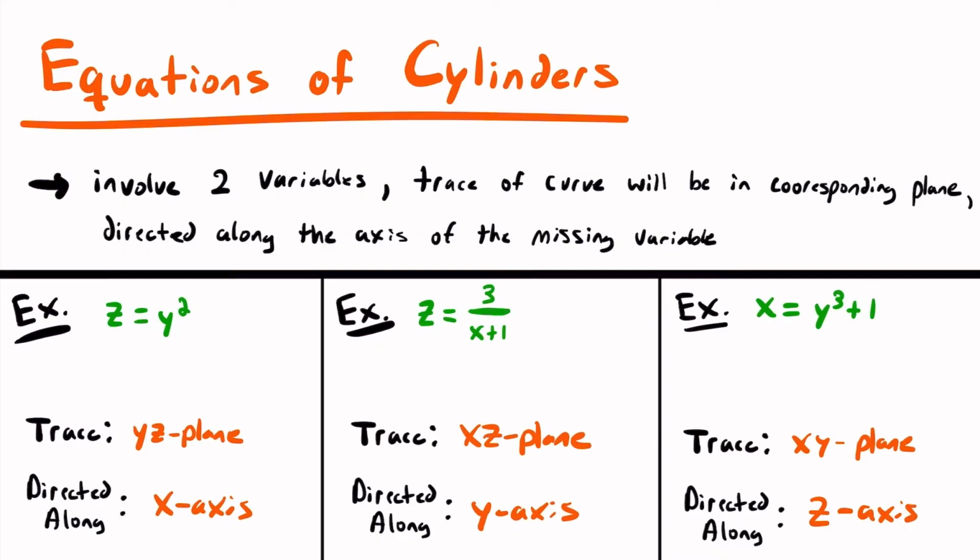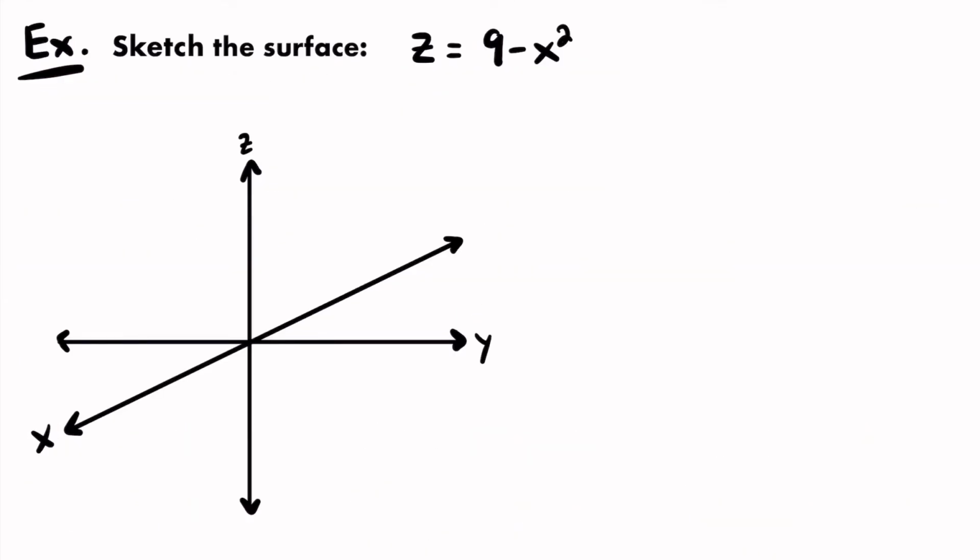Okay, so now that we've established that, we know what the equations of cylinders look like and what they tell us about the cylinder. Now let's actually put these things into practice. Let's use them to actually sketch some cylinders in 3D space. First up, we want to sketch the surface z equals 9 minus x squared.